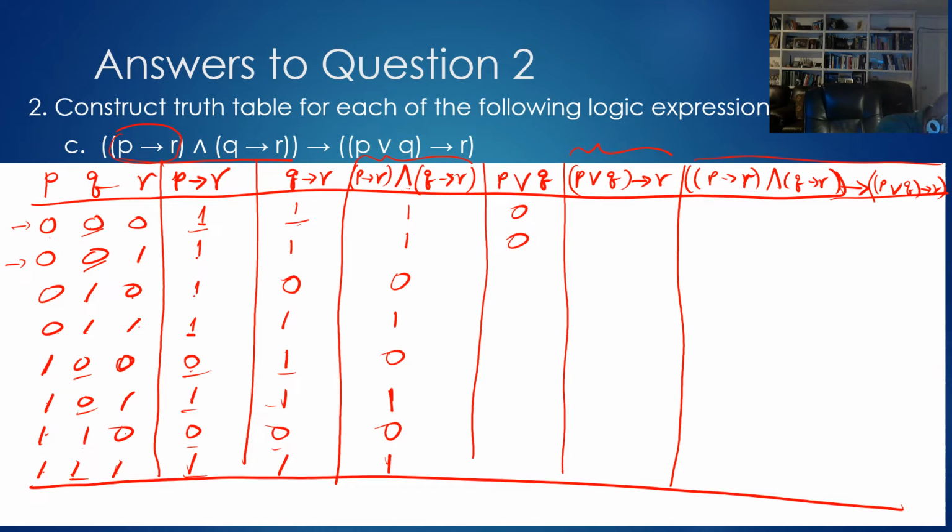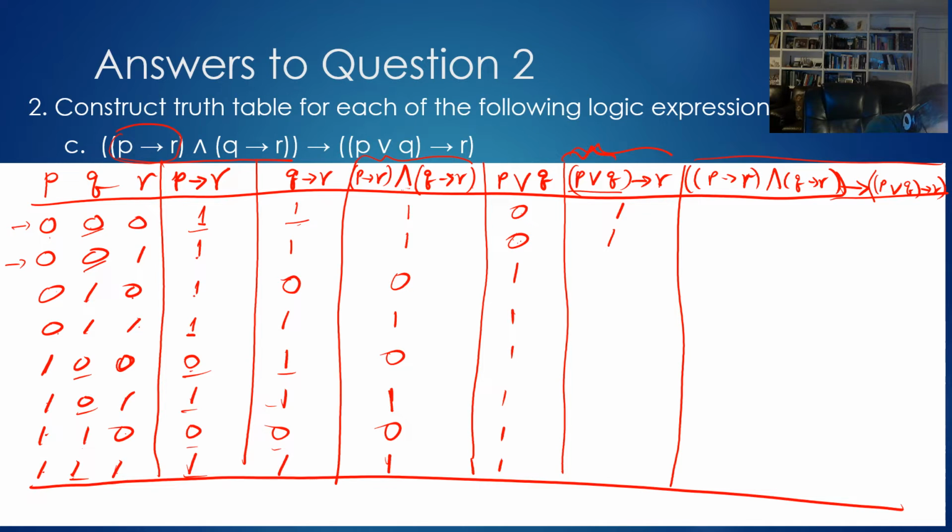And then in the rest of the cases, either P is 1 or Q is 1. So you get 1, 1, 1, 1, 1, 1. Pretty simple, right? So now, P or Q implies R. So if P or Q is 0, then the result can be 1. Remember the definition of the implication, right? As long as the left part is 0, it doesn't matter what the outcome is.